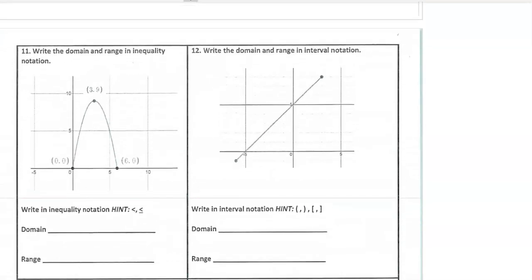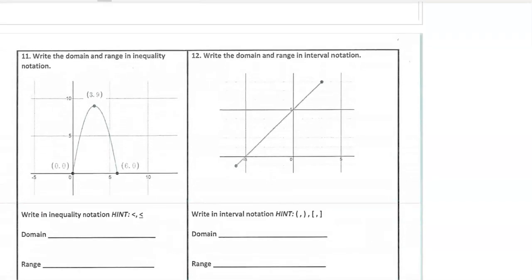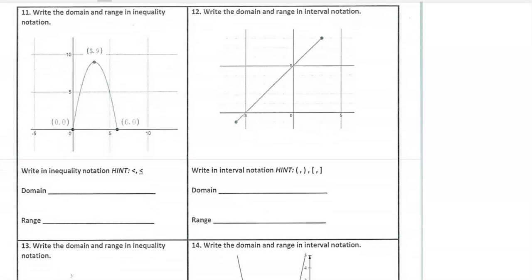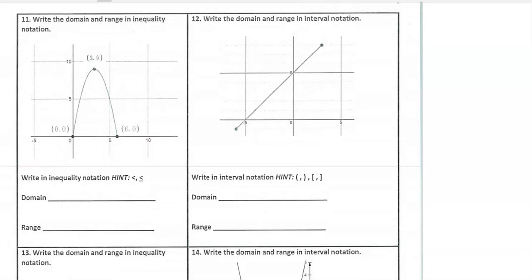All right, moving along. Write the domain and range in inequality notation. Inequality notation, oh look, hinted right here. We use the inequalities, less than or greater than. I'm sorry, less than or equal to. Now, we're writing domain and range. Domain is all of the x values from left to right, and range is all of the y values from bottom to top.